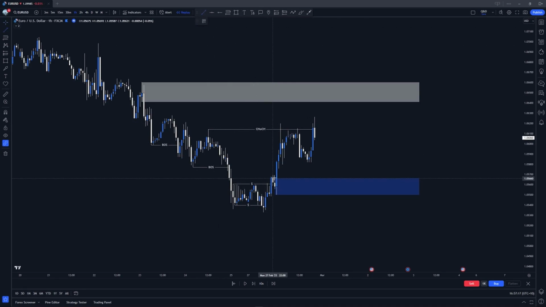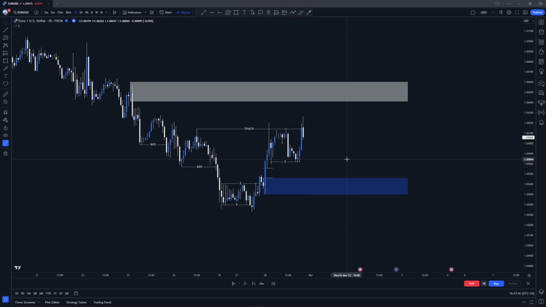And we do get this imbalance just here. Now we already know that this imbalance needs to be filled. So if we can just pair that with some equal lows, that would be awesome. So we've already got a highly probable setup that's going to take place. So now we've got to start looking for some targets.